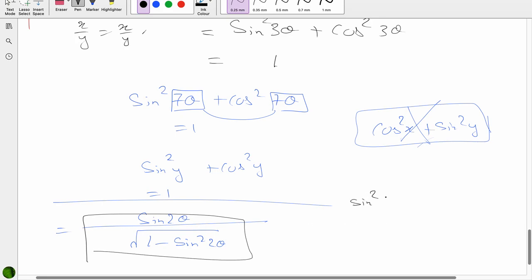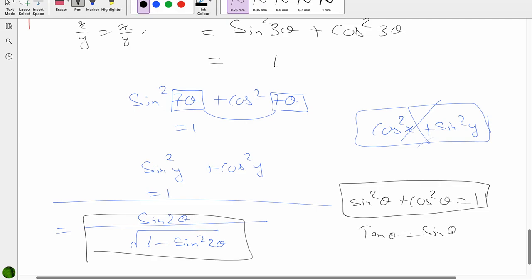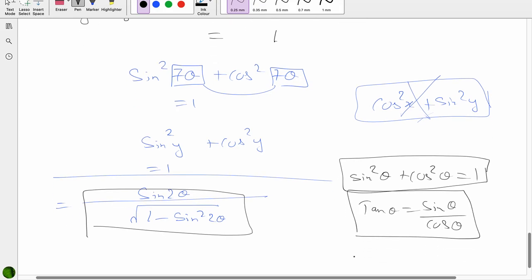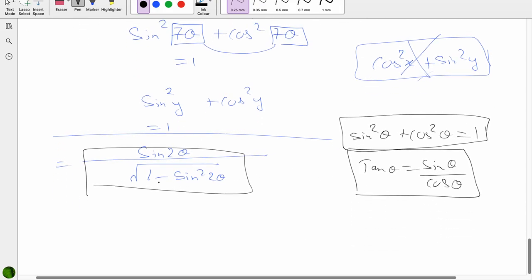This was sine square theta plus cos square theta is equal to 1, general form. First identity. Second was tan theta is equal to sine theta over cos theta. Two identities for now. So this 1 minus sine square gives me the hint that I should use the first one and make cos square the subject. So if it is sine square theta plus cos square theta is equal to 1, I'm making cos square theta the subject. So cos square theta equals 1 minus sine square theta.